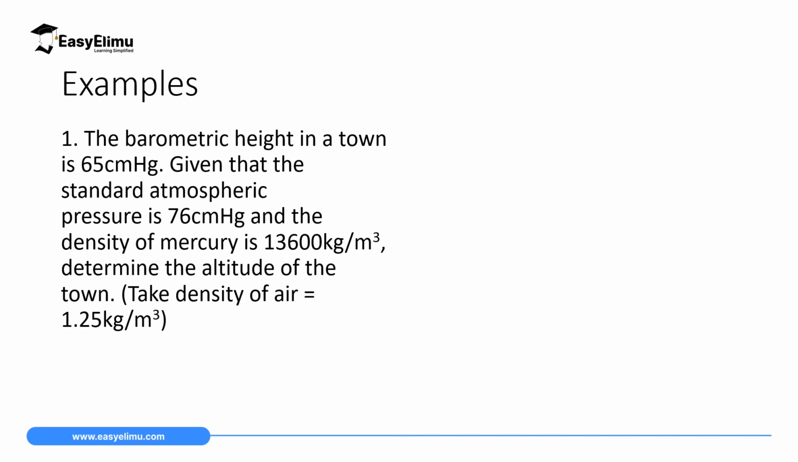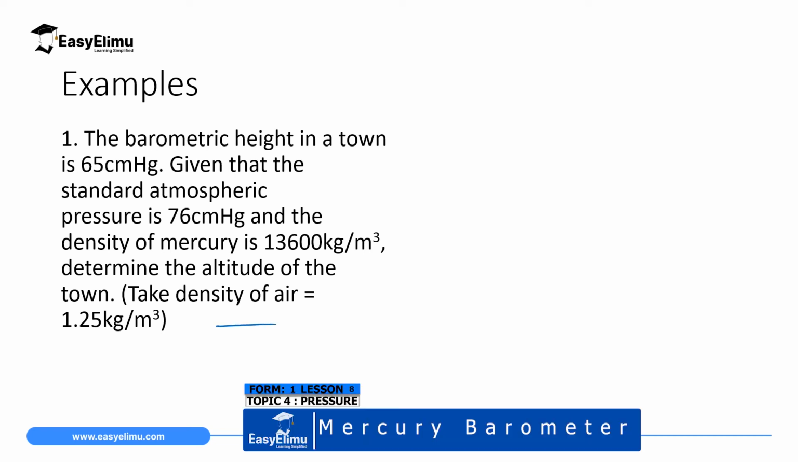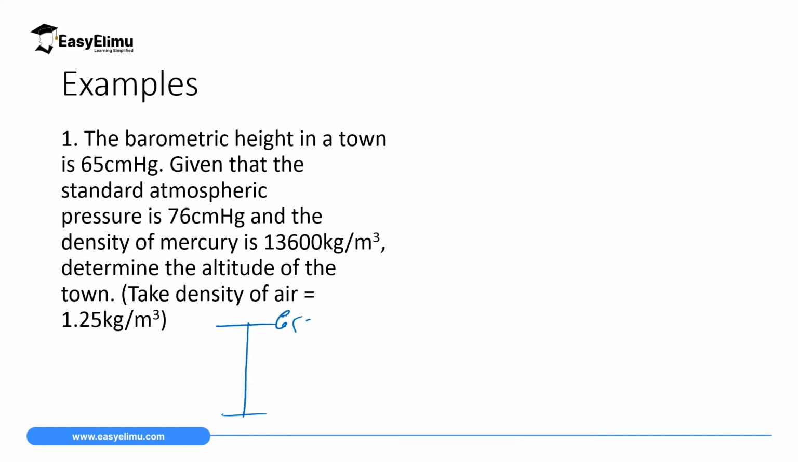The question reads, the barometric height at the top, so we have top and base of the mountain. At the top is 65 centimeters of mercury. And then at the base, which is standard atmospheric pressure, is 76 centimeters of mercury. Then we are given density of mercury is 13,600 kgs per cubic meter. Then we have density of air is equals to 1.25 kilograms per cubic meter. Then they are asking what is the altitude of the mountain.